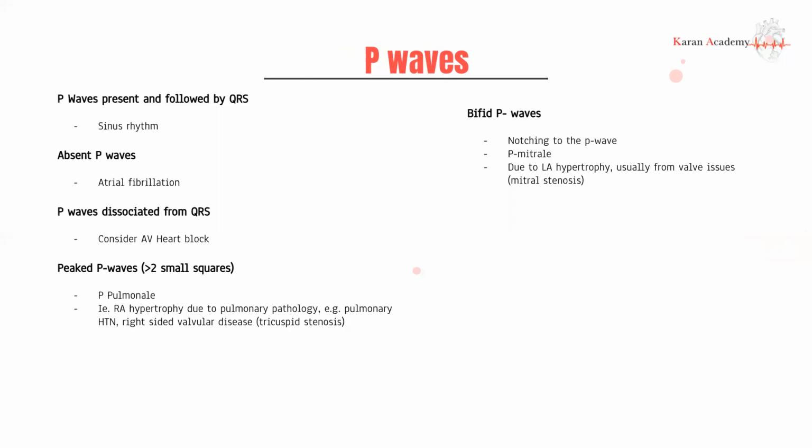Cool, moving on. Now we have the P waves. If you have P waves present and followed by QRS complexes, that's sinus. If you have absent P waves, that's atrial fibrillation. If you have P waves that do not match with the QRS, consider a heart block. Now, there are 2 conditions that I want to quickly explain, and I want to explain why we get them. Those 2 are P pulmonale and P mitrale.